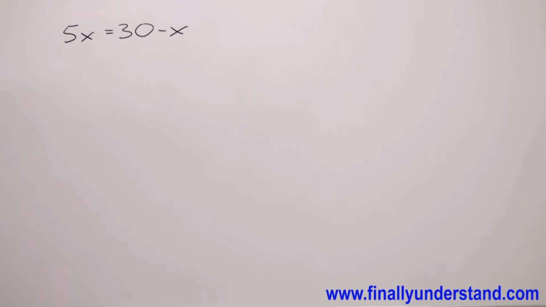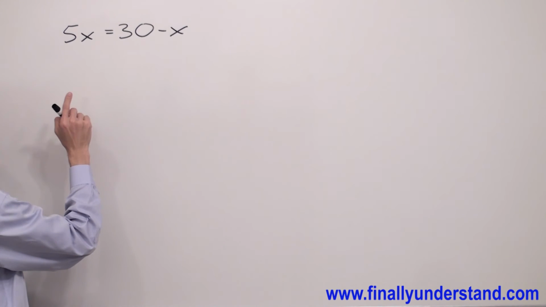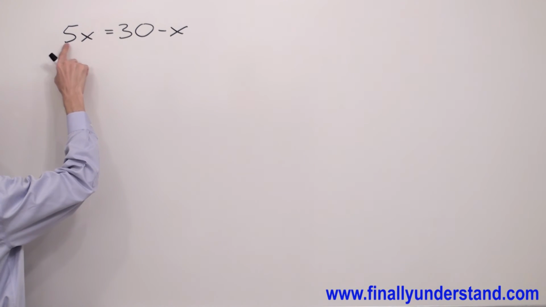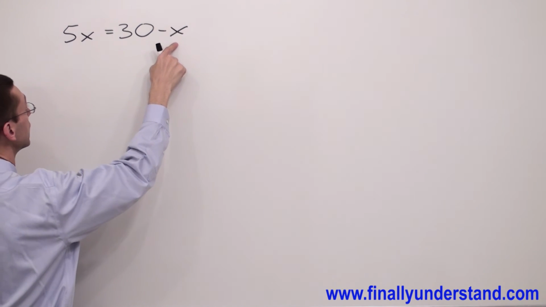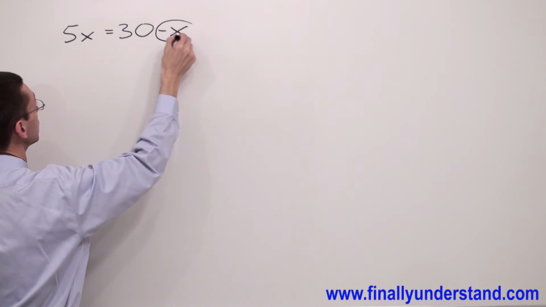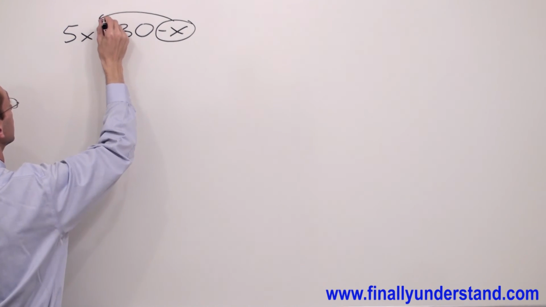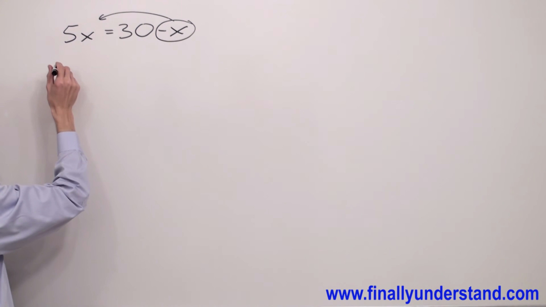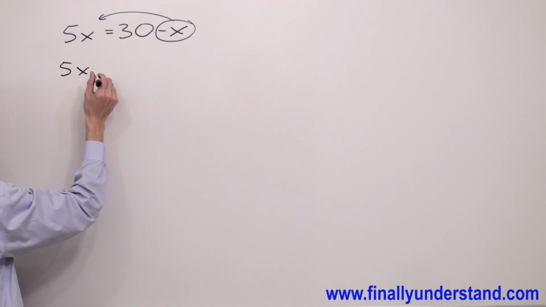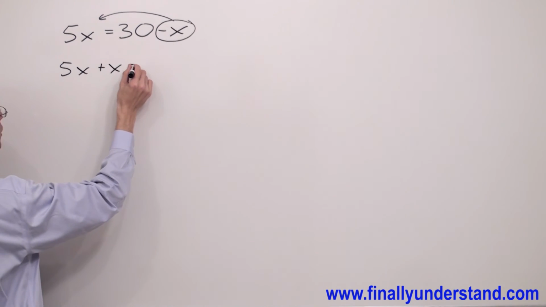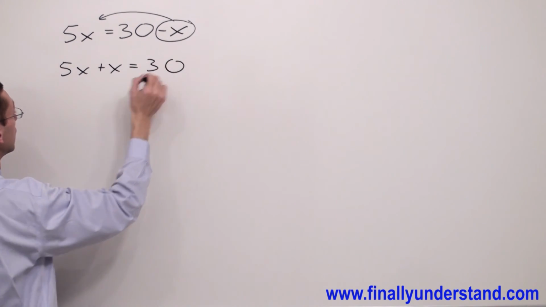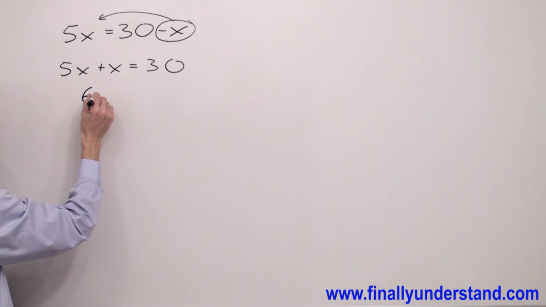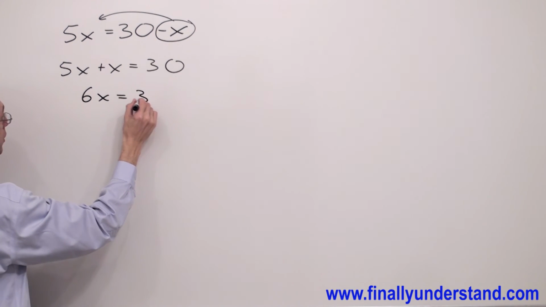Let's take a look at the second example. I have to bring all x's to one side. Because I have 5x on the left side and it's positive, and I have negative x on the right side, I'm going to take this one and move it to the left side in order to keep terms with x positive. I'm going to have 5x plus x equals 30. 5x plus x gives me 6x equals 30.